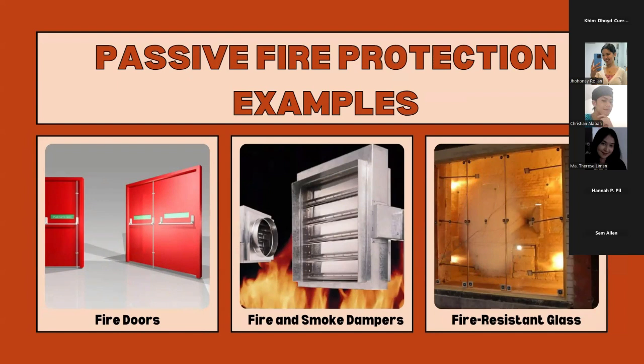Next is fire and smoke dampers. Fire and smoke dampers are installed in HVAC systems and ductwork to prevent the fire and smoke from spreading through these pathways. Next is fire-resistant glass. These are often used in doors and windows and is engineered to maintain hold during a fire. It can withstand high temperatures for long periods and prevent the spread of flames and smoke while allowing some visibility for safe evacuation. Next slide, please.